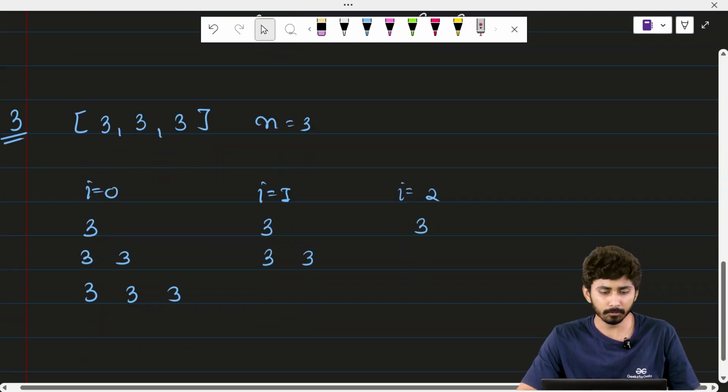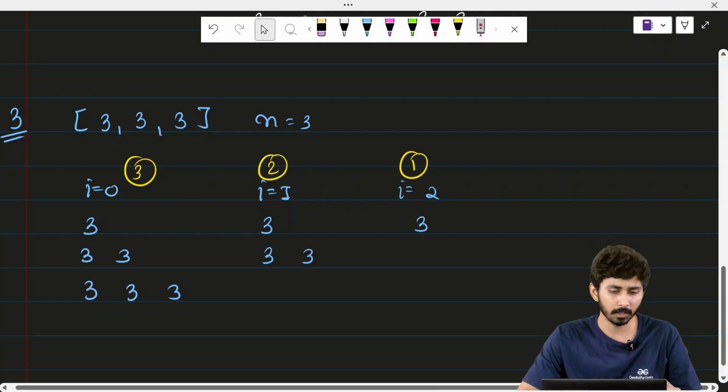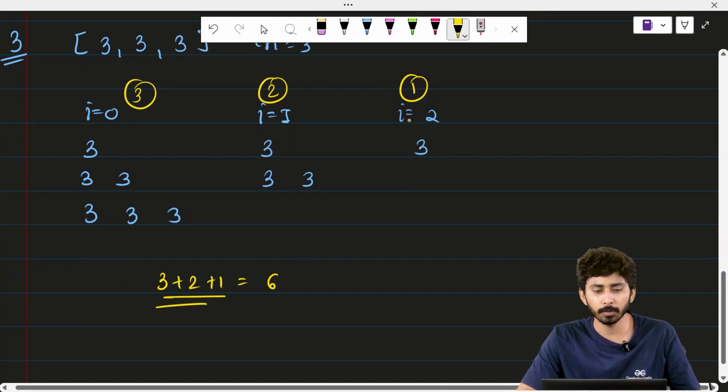So for the first index, how many subarrays did you get? You get 3. For index number 1, how many subarrays did you find? 2. And for this one, how many did you find? Only 1. So 3 plus 2 plus 1 is equivalent to what? 6. And this is the formula for the sum of n natural numbers, n into n plus 1 divided by 2.